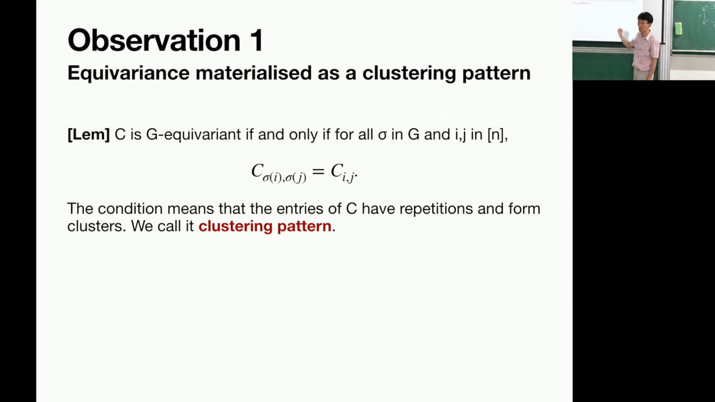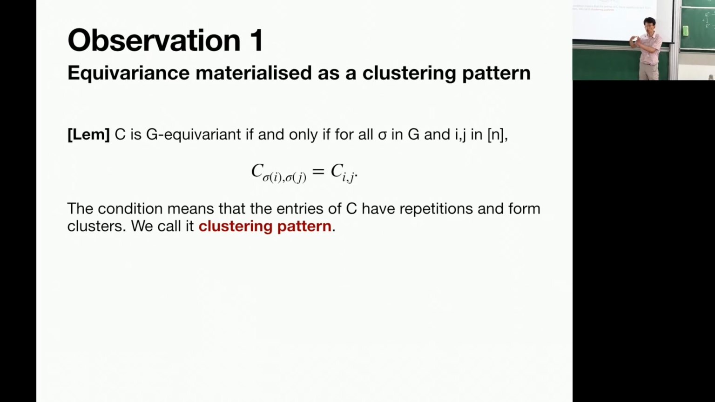If you view C as an adjacency matrix of a graph, it really means sigma is an isomorphism, right? Because between i and j, there's an edge if and only if between sigma i and sigma j there is an edge. That's really a graph isomorphism. But in terms of the values of the matrix, what this condition tells us is that there are a bunch of groups, a bunch of clusters.